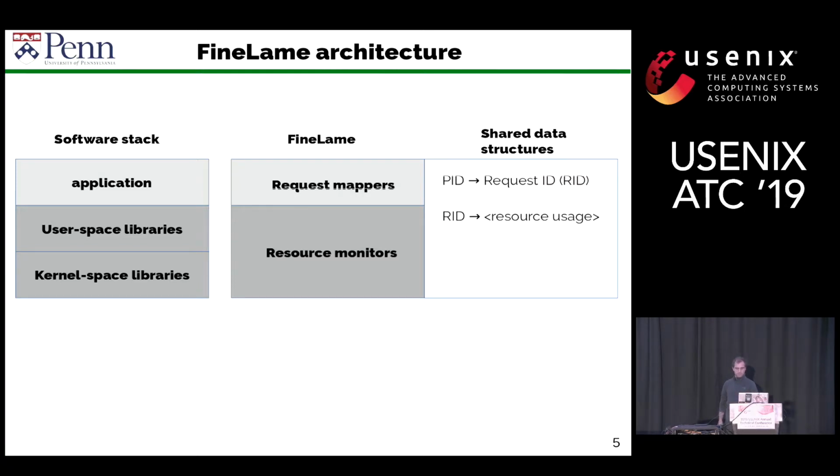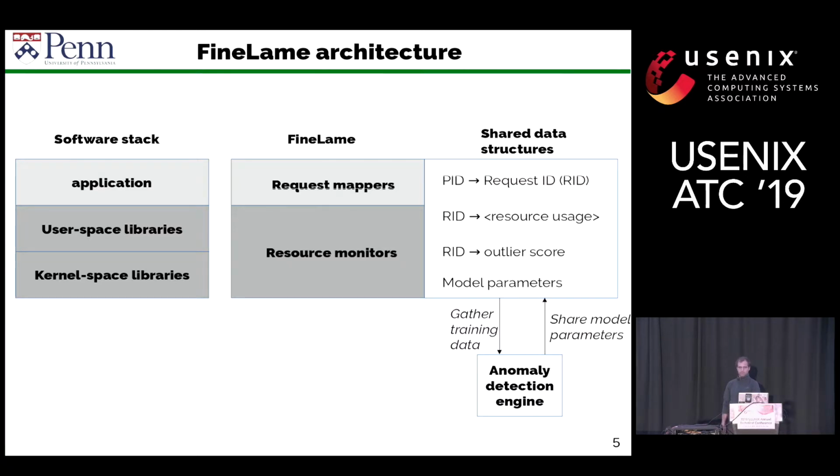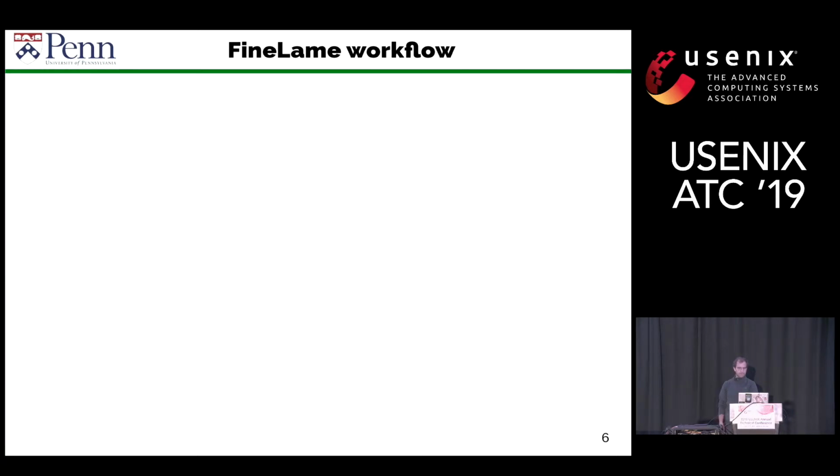The third component is an anomaly detection engine, which gathers all the training data, trains an anomaly detection model, and shares the parameters with the resource monitors, which then become anomaly detectors. That allows us to perform not only resource monitoring, but anomaly detection in flight, and maintain an outlier score for each of the requests. So let's step back a little bit, and maybe it's easier to see it from that perspective.